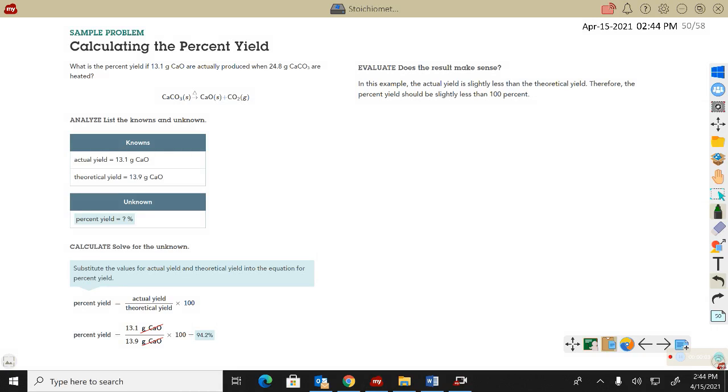In order to determine the percent yield, we need two pieces of data. We need the actual yield and the theoretical. Now we kind of mentioned that the actual yield is measured. The actual yield would come from lab data. How much did you actually collect? Whereas the theoretical yield is calculated.